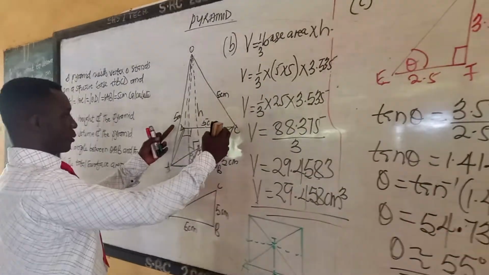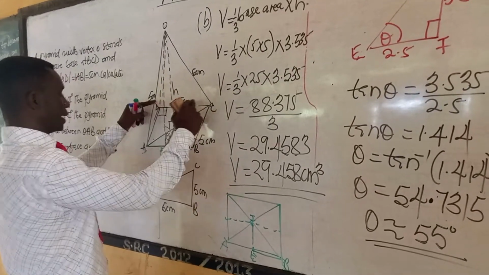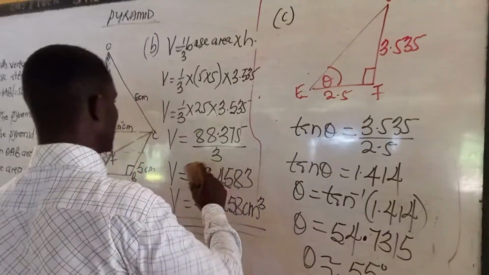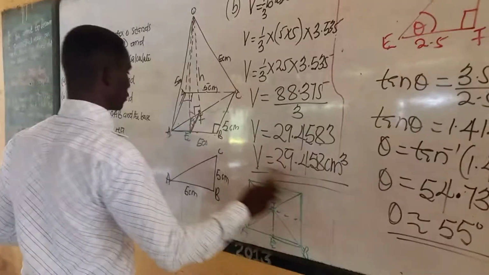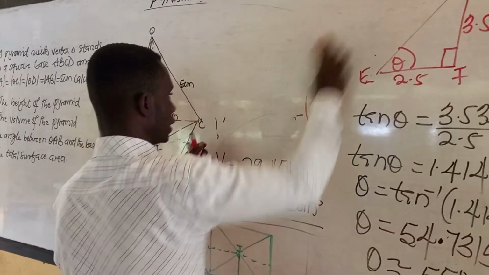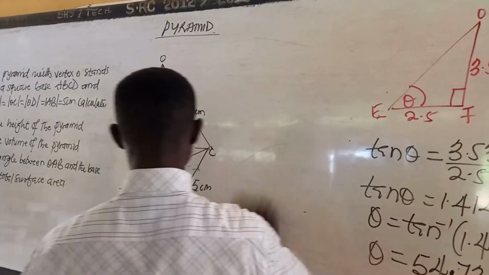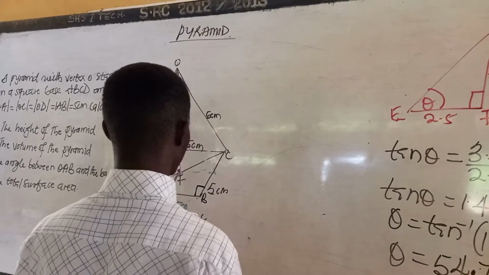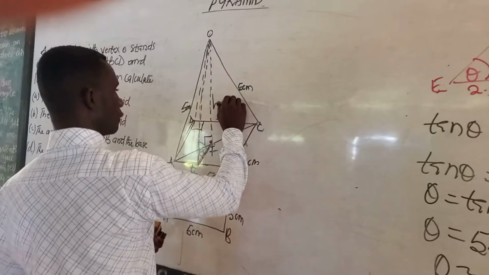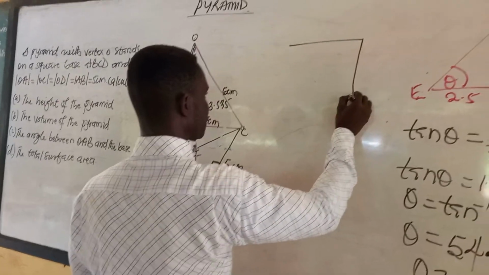If you draw the net of this figure, the square pyramid, then you will understand it properly. Let me draw the net of the square pyramid here, because we had the height to be 3.535.